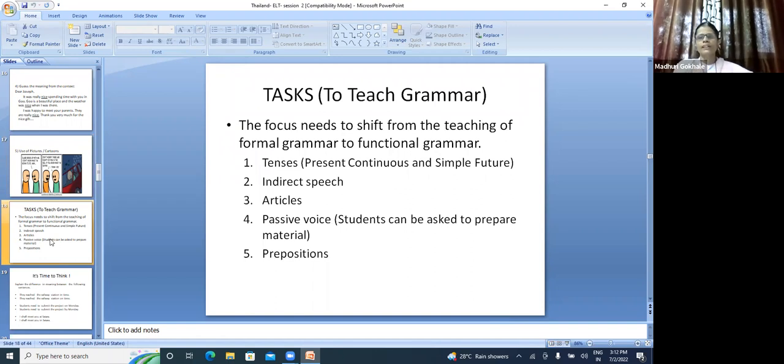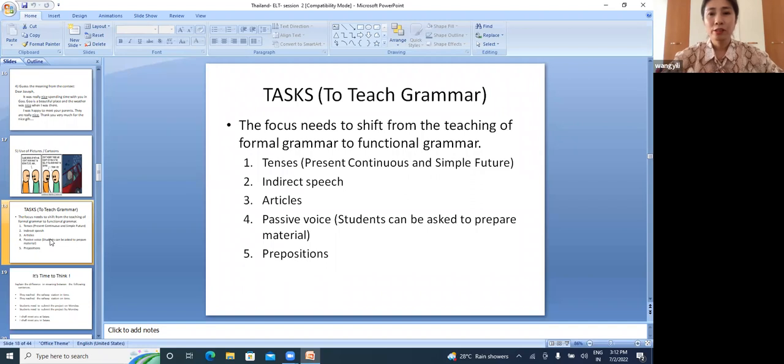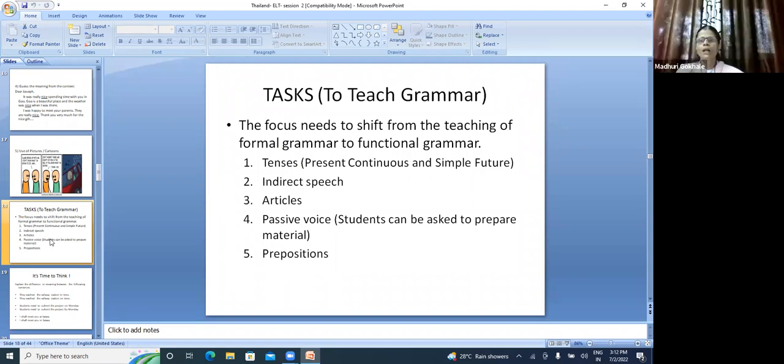The first thing that I have said is that our focus needs to shift from the teaching of formal grammar to functional grammar. Can you tell me what is the difference between formal grammar and functional grammar? Ili? Yeah. How is the teaching, what is formal grammar and what is functional grammar?